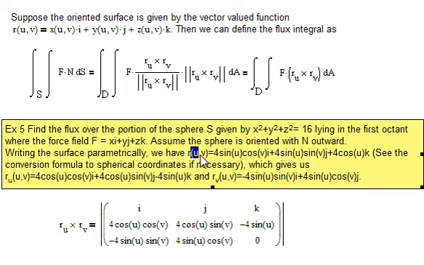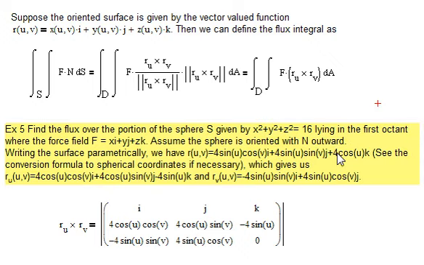So that would be r of u,v equals 4 sine u times cosine v i, plus 4 sine u times sine v j, plus 4 cosine u k.